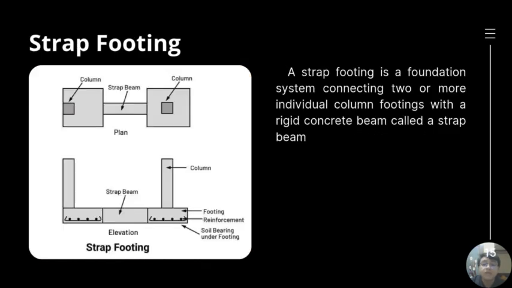Strap footing. A strap footing is a foundation system connecting two or more individual column footings with a rigid concrete beam called a strap beam. Strap footing or cantilever beam transfers unbalanced load from one footing to another, and it is used near boundaries to avoid eccentric loading.